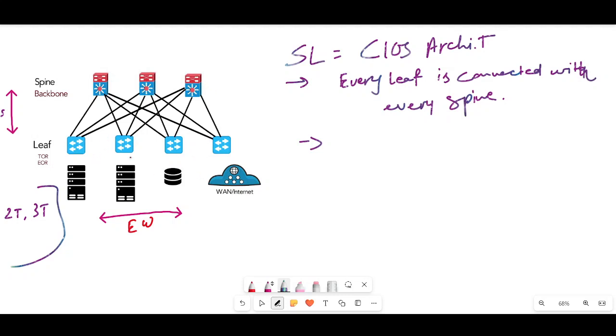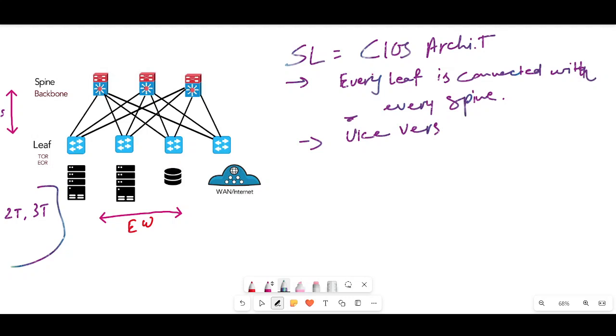If any link goes down, it will connect through others for HA redundancy purposes, and we can manage it easily. If we increase our infrastructure, we attach leaf switches and spine switches, and there will be no latency. This is the common point. So every leaf is connected with every spine, and vice versa.